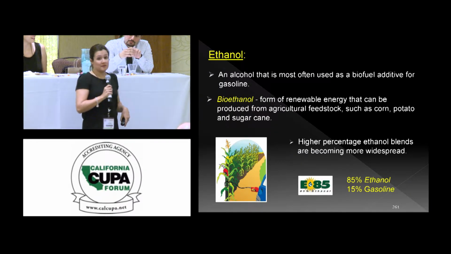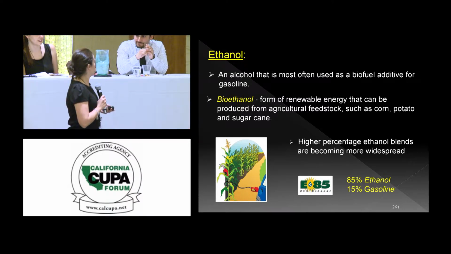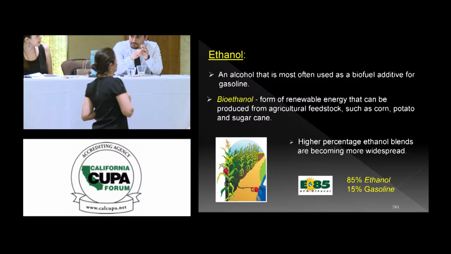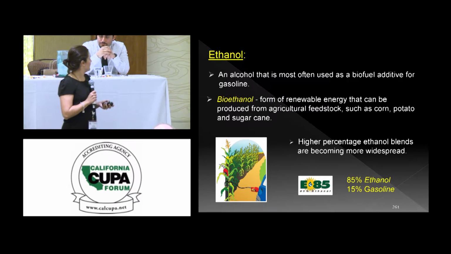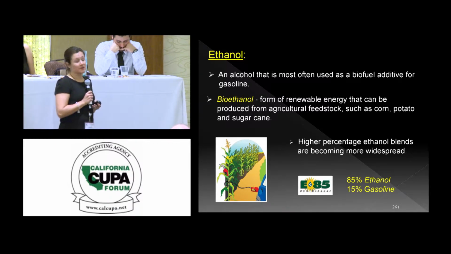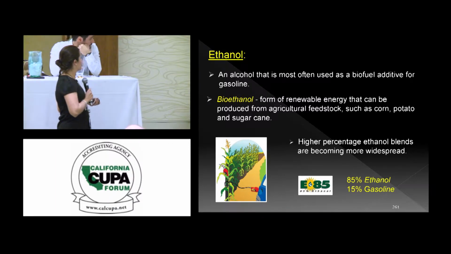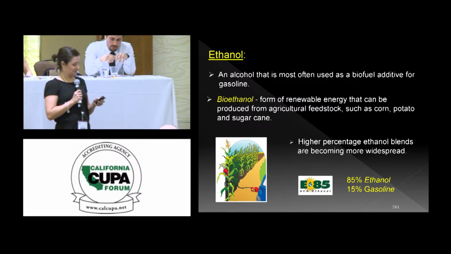Okay, so ethanol, that's even more up and coming. We've been seeing that more recently, and it's an alcohol that's most often used as a biofuel additive for gasoline. And then bioethanol, it's a renewable source, so it's going to be processed from agricultural feedstock such as corn, potato, and sugarcane.